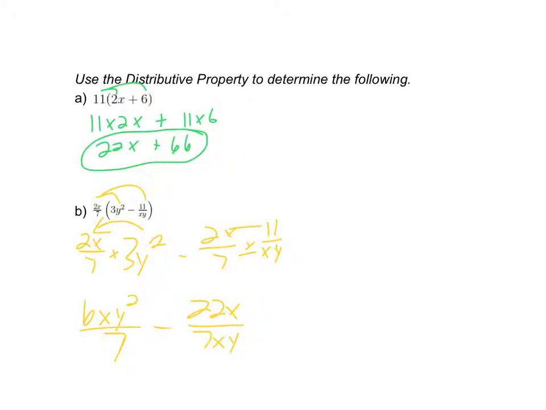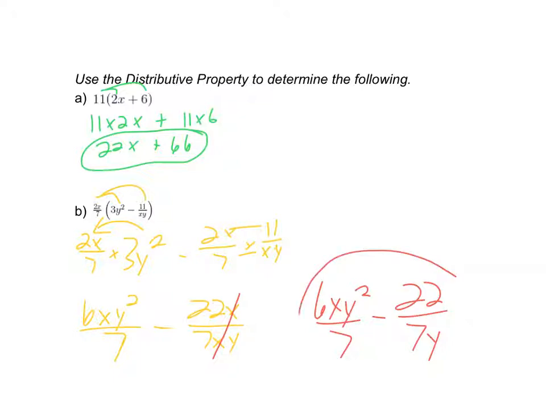In here, the second one, you'll notice I have an x on both the top and the bottom. So those are actually going to cancel each other out. And so what I'm left with looks like this: 6xy squared over 7 minus 22 over 7y.